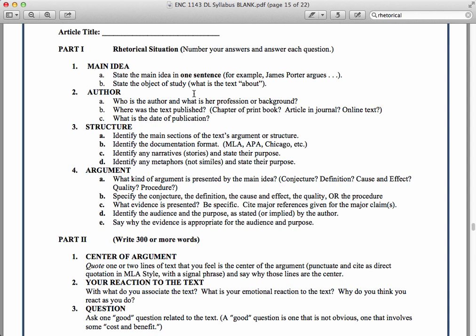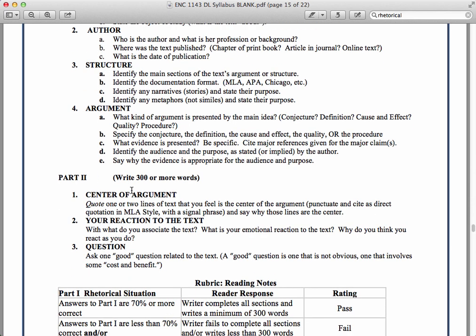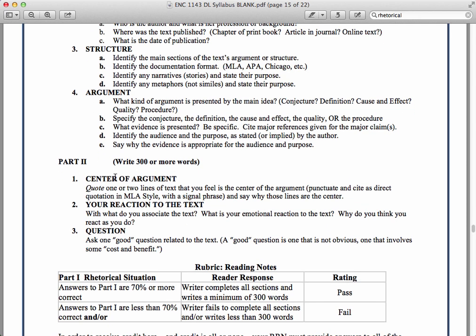When you get to the fourth part on argument, I've included some information in our discussion board about this question and what's called stasis theory. You may want to read on that if you're not too familiar with it. Secondly, part 2 questions are response questions, and your answers need to total 300 words or more, not including your quote here for the first answer.